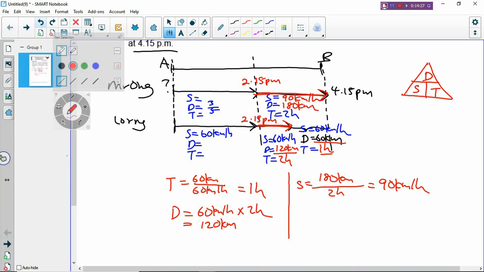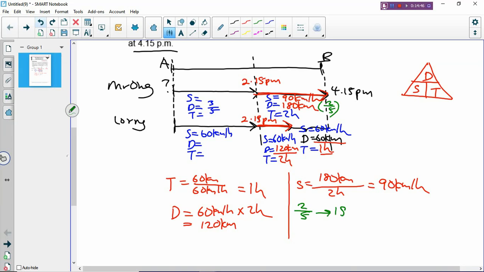Now, if Mr. Ong has already covered 3/5 of the journey before he caught up with the lorry, then 2/5 must be the rest of the distance. Am I correct? 2/5 is the rest of the distance, and if 2/5 is the rest of the distance, then what is 3/5? 3/5 must be 180 kilometers divided by 2, then times 3. So 3/5 must be 270 kilometers. So it means that Mr. Ong must have traveled 270 kilometers to catch up with the lorry.